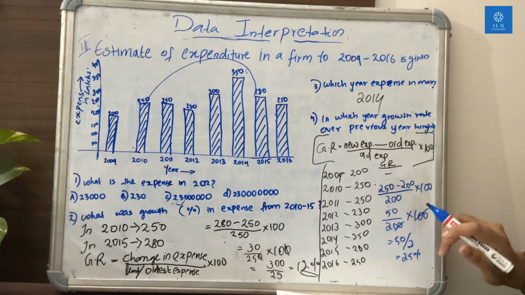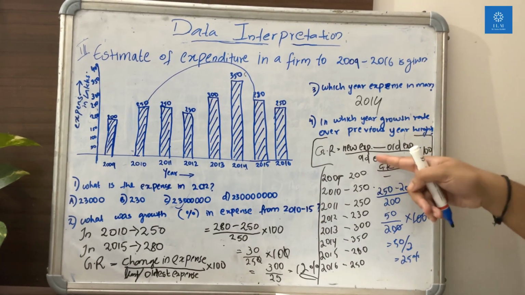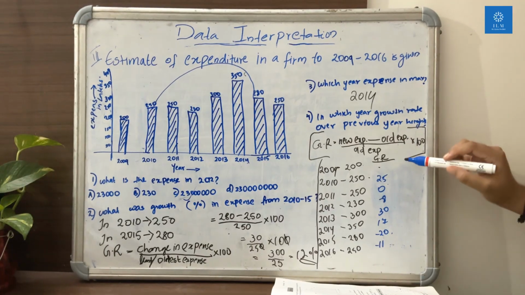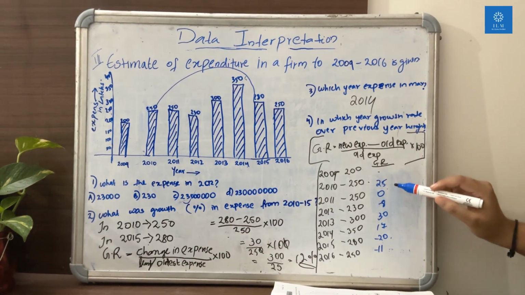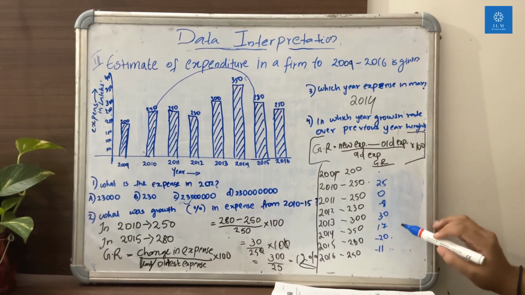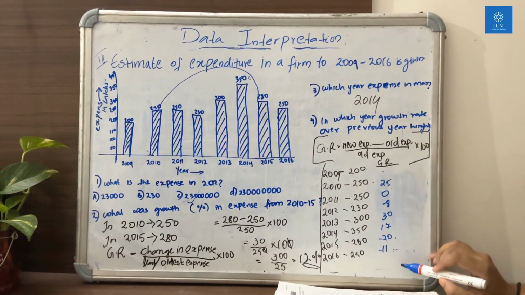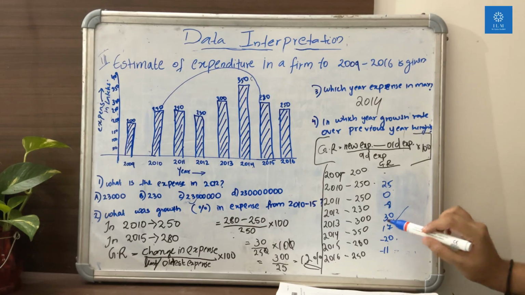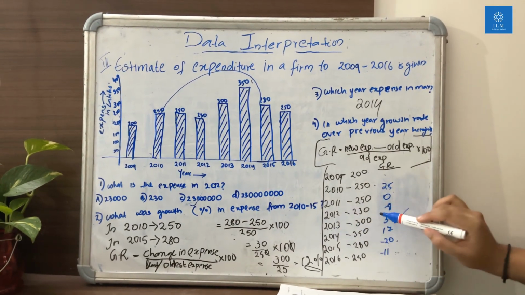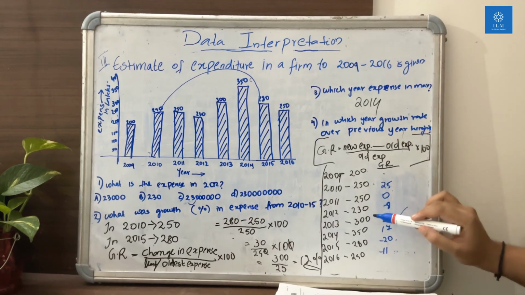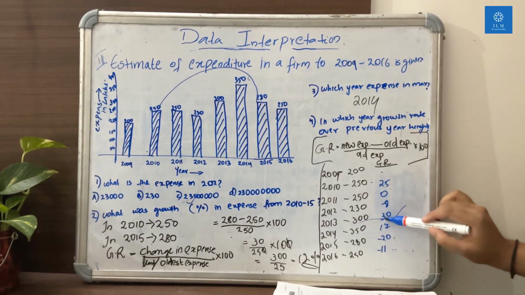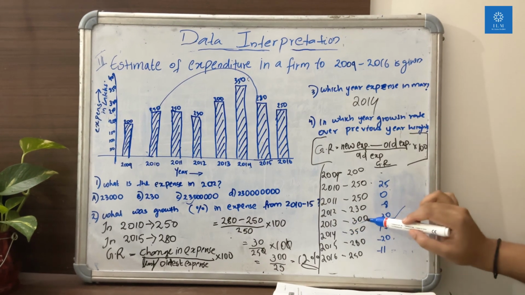So in the similar fashion we can do till 2010 to 2016. So in the similar fashion, we are calculating all these numbers and we got 25, 0, minus 8, 30, 17, minus 20, minus 11. So among the given, which one is the highest? It is 30, right? So the expense in that is highest is 2013. So the growth rate was highest in 2013. Therefore, the correct option will be 2013, that is 300 lakhs.